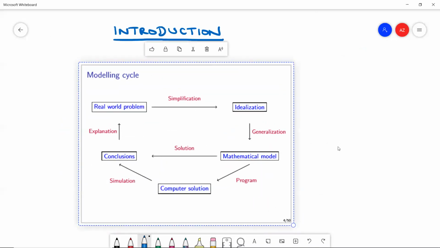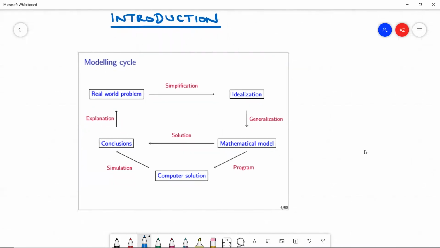I've already explained it a little bit before, but let's repeat now in a more precise way. So we start with a real world problem. And of course, there are too many parameters to take into account when solving such a problem. So we have to do some simplification. We try to extract the most important properties of this real world problem, and we get idealization. So in this idealization, only those things which we think are the most important are taken into account.